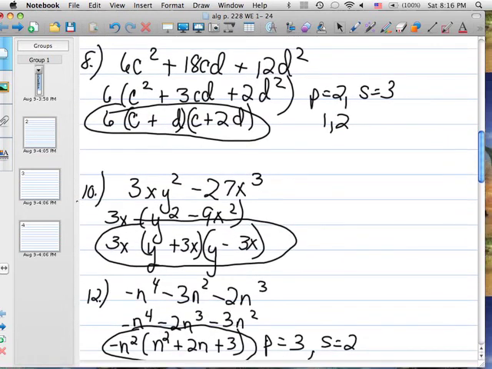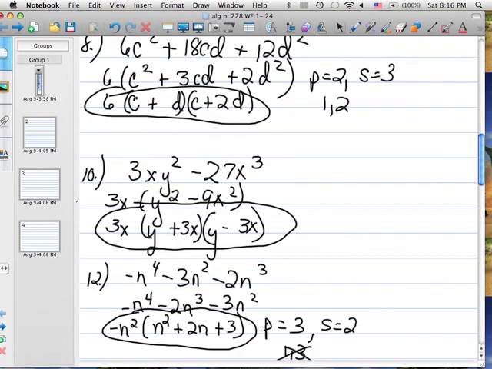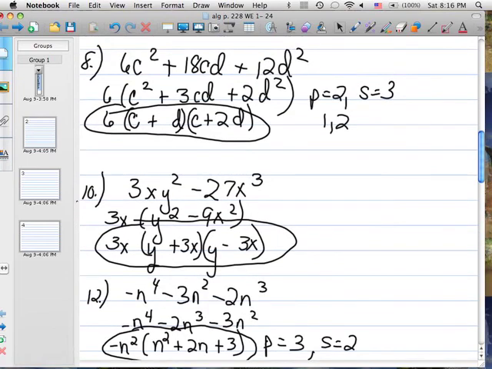Problem number 10, we have 3xy squared minus 27x cubed. Pull out your greatest common factor, 3, and both of them have an x, 1x. To get back to the 3xy squared, we have to multiply by y squared. And to get back to the negative 27x cubed, we have to multiply by negative 9x squared.